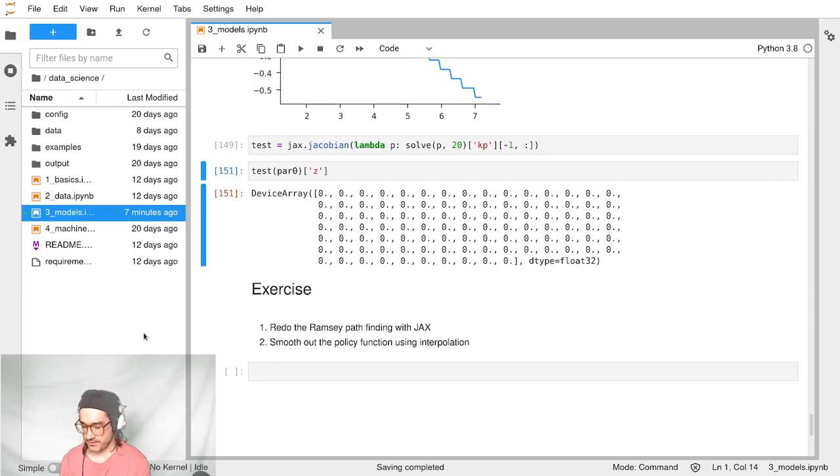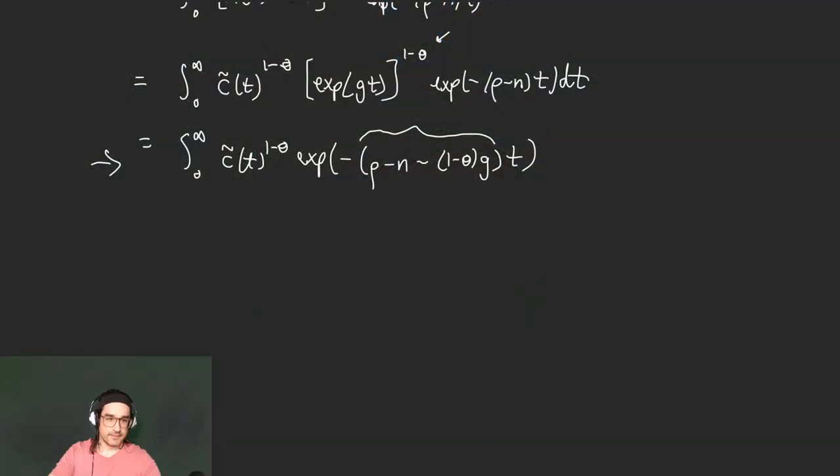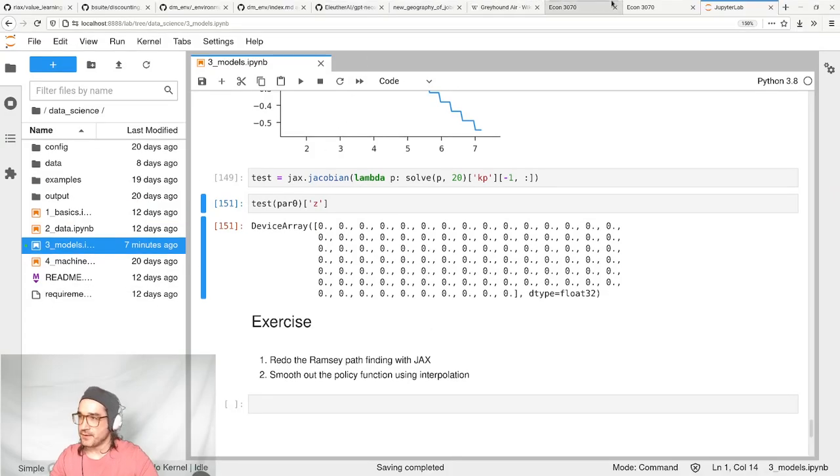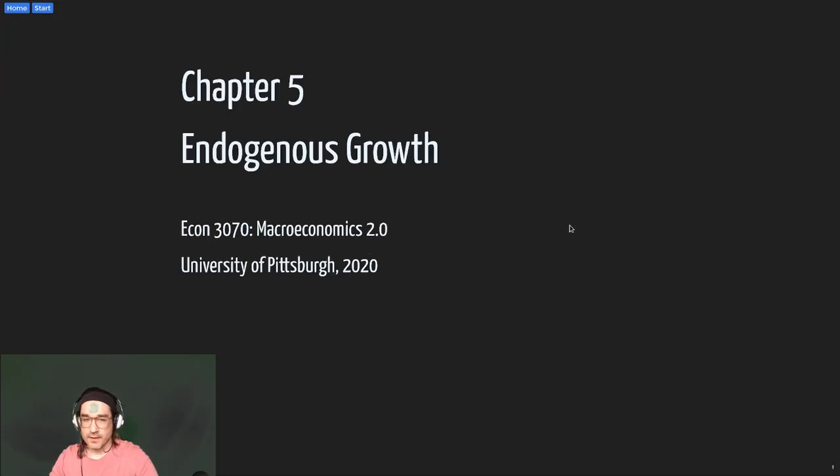Okay, so speaking of, let's jump into that. All right, let's do endogenous growth. So I am on a spaceship. I want to be in a different tab. Here we go. This is the right place. This is where I want to be.